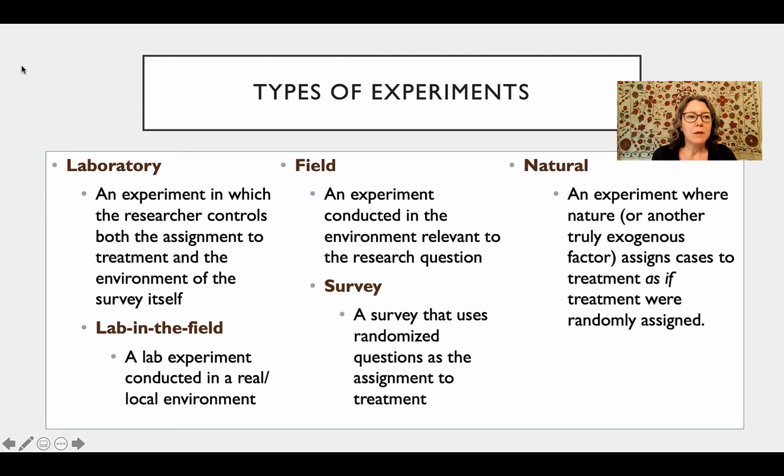Other types of experiments include survey experiments, where scholars randomize which version of a question they ask respondents to see how that impacts what they say. And there are natural experiments, where some outside factor assigns cases to a treatment, and we treat it as if it is an experiment. And that is the topic of the next video.